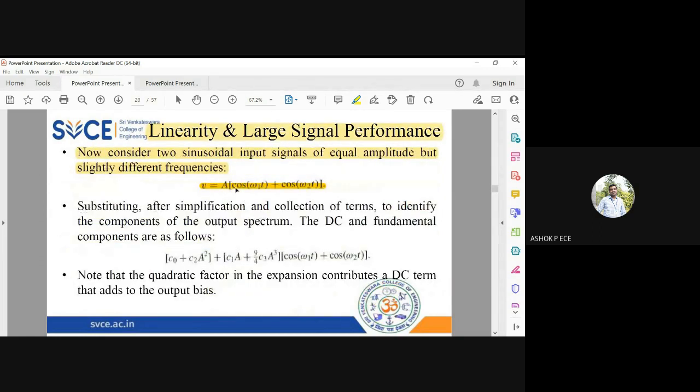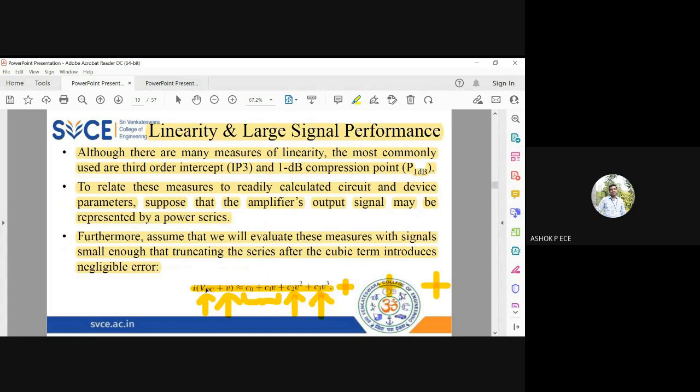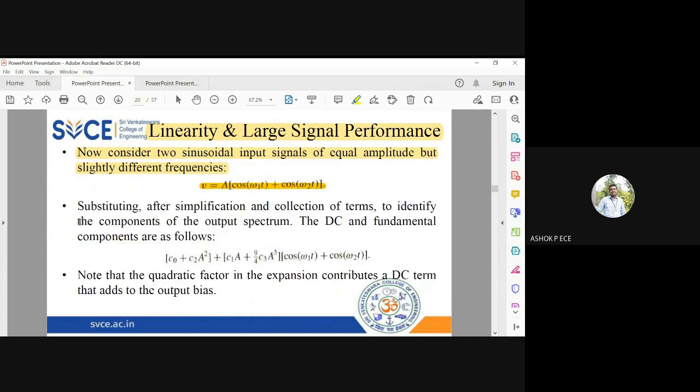And substitute this V in the equation for current. If you substitute and simplify, we have done this already in the last class: what happens if you put V square, what happens if we put V cube. We can write all the trigonometric cos square and cos cube in terms of cos. So we have simplified all these things. After substituting and simplifying, the first two terms alone are written here, the DC component and the fundamental component.